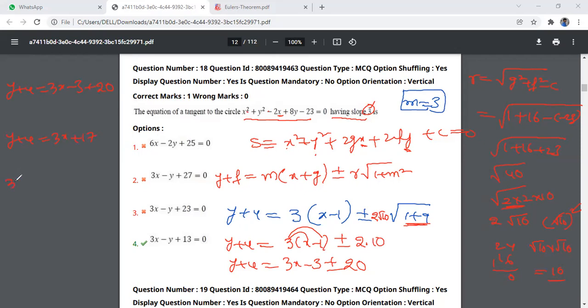Now this is 3x minus y plus 13 is equal to 0. 3x minus y plus 13 is equal to 0. This is our equation. Okay, I think it is clear.